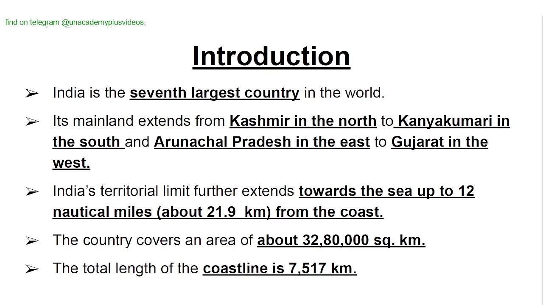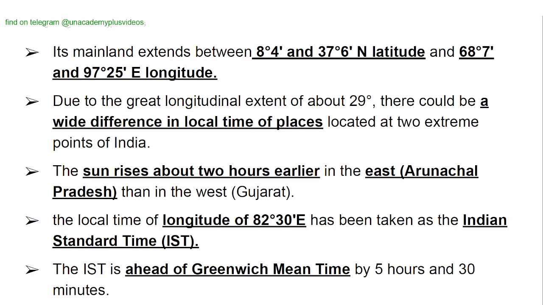India is the seventh largest country in the world. Its mainland extends from Kashmir in the north to Kanyakumari in the south, and Arunachal Pradesh in the east to Gujarat in the west. India's territorial limit further extends towards the sea up to 12 nautical miles, about 21.9 kilometers from the coast. The country covers an area of about 32 lakh 80,000 square kilometers. The total length of the coastline is 7,517 kilometers.